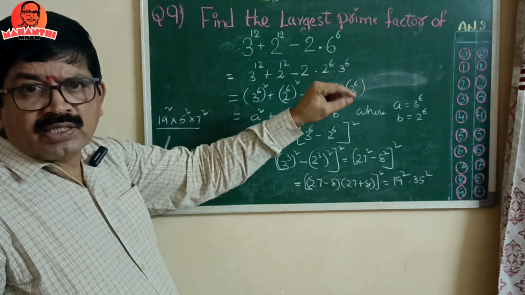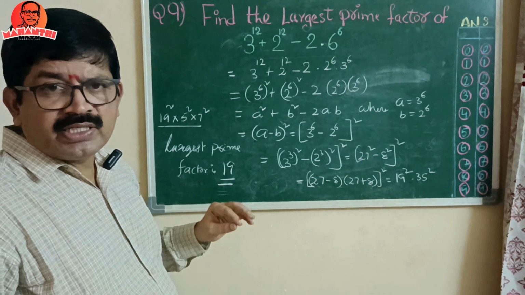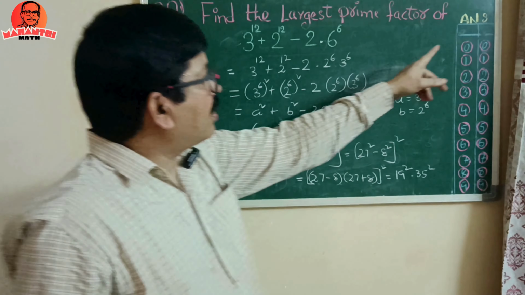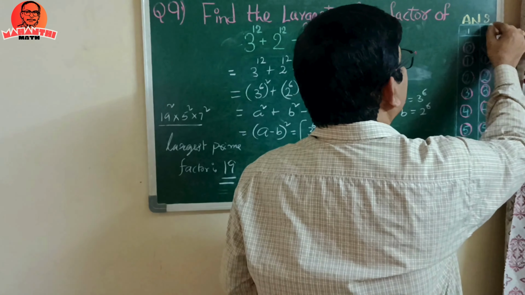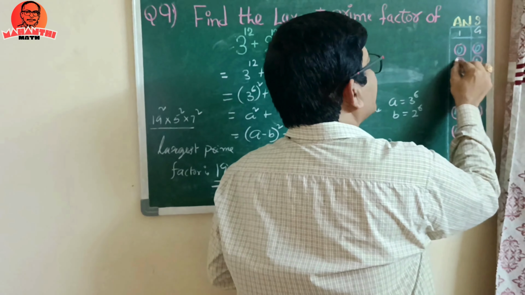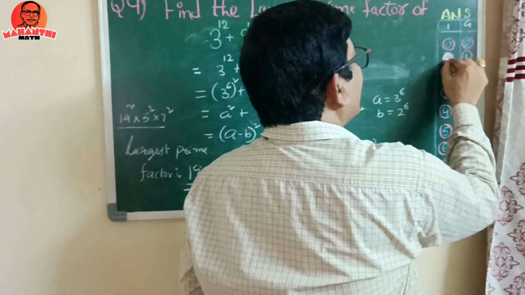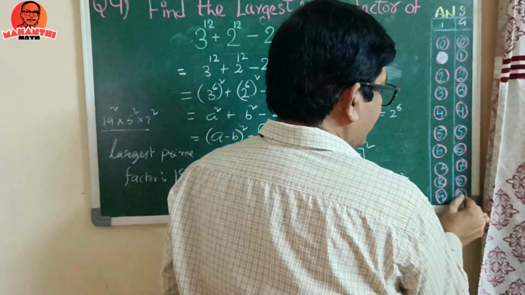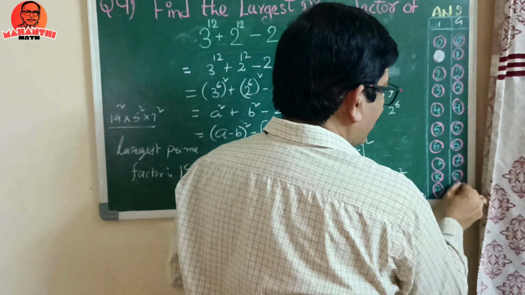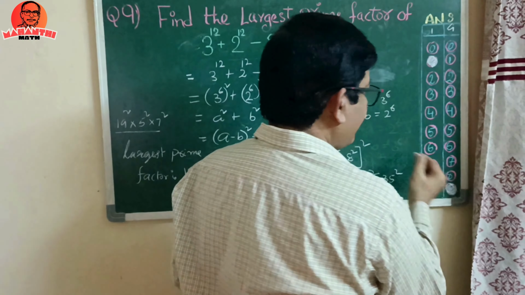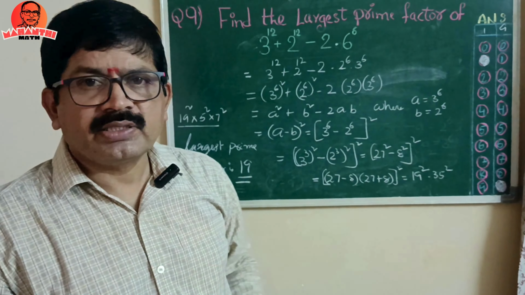You know how to mark the answer in OMR sheet? 19. See, the answer we have to write is 19 here. 1 we have to shade here, and 9 we have to shade here. This is the way of marking the answer in the IOQM OMR sheet. Okay?